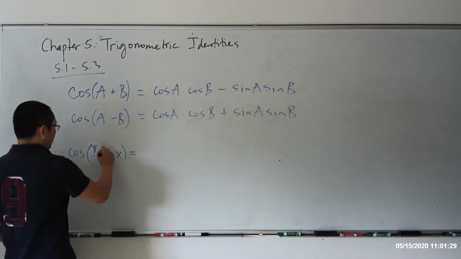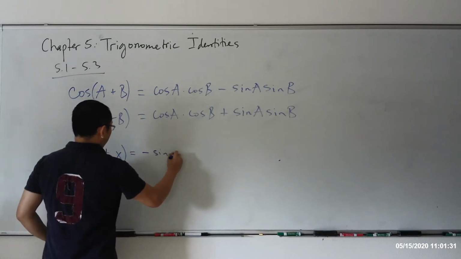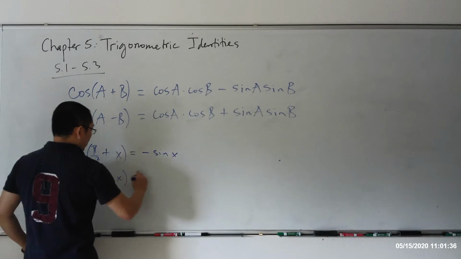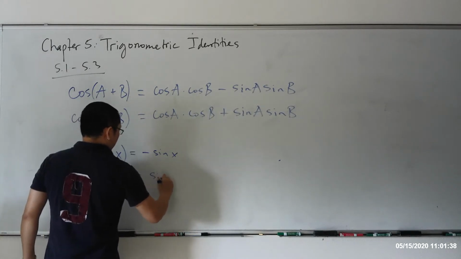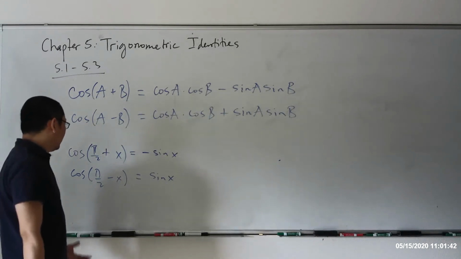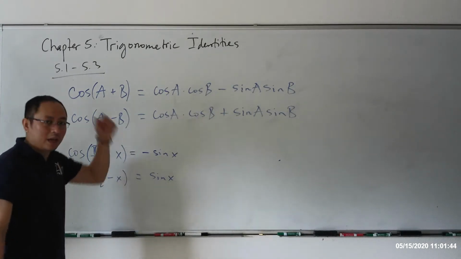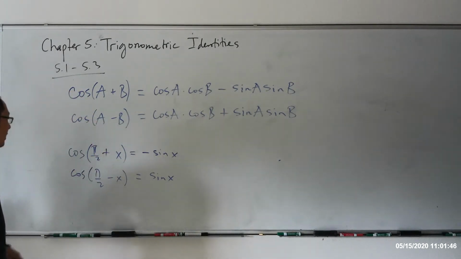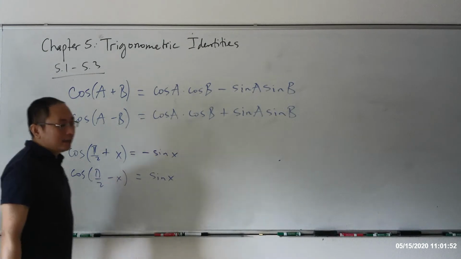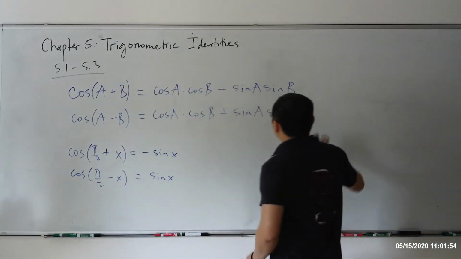So the book writes this. Cosine of pi over 2 plus x equals negative sine x. Cosine of pi over 2 minus x equals sine x. Okay? And of course, sine, you have the same thing. Let's learn that later in section 5.4. For now, it's good enough. Okay, let's take a look at a couple exercises.